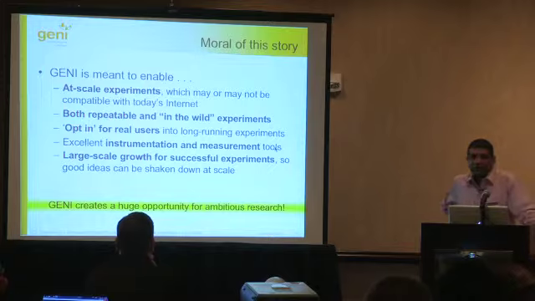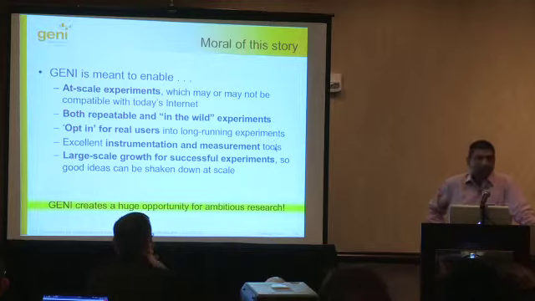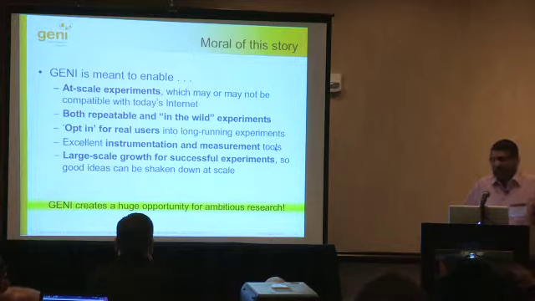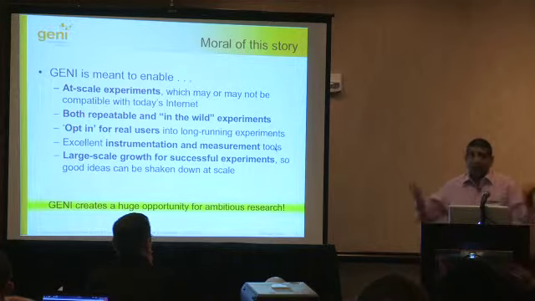So just to recap, GENI is meant to enable at-scale experiments. By at-scale, I mean it's sufficiently large scale that you can convince yourself and convince review committees that it will work at scale. It's meant so you can run both repeatable and in the wild experiments, meaning you can do your traditional design of experiment kind of thing, identify your controlled and uncontrolled variables, control your environment so you can tweak the various parameters, and see how they respond. Or in the wild, which a lot of computer scientist experiments are, you just deploy it.